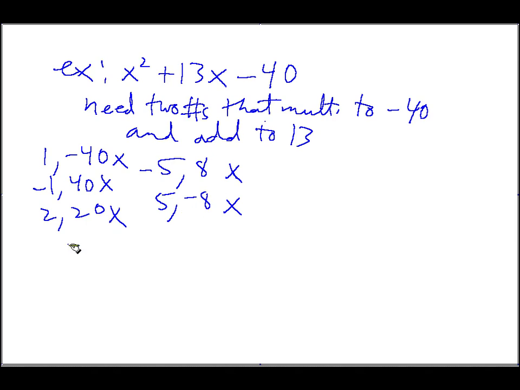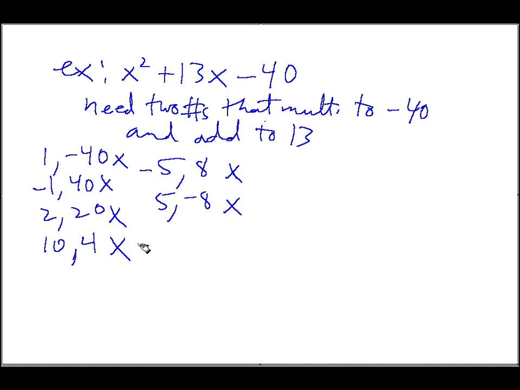Is there anything else? How about 10 and 4? Let's try 10 and 4. Well, that can give me negative 40 if I make one of them negative, right? But if I play with the signs, there's no way I can get 13 out of 10 and 4 in terms of adding the two numbers. If I make 10 negative, that gives me negative 6. If I make 4 negative, that gives me positive 6. Again, no way I can get 13 out of it. So that combination is no good either. So 1 and 40 doesn't work, 2 and 20 doesn't work, 10 and 4 doesn't work, 5 and 8 doesn't work.